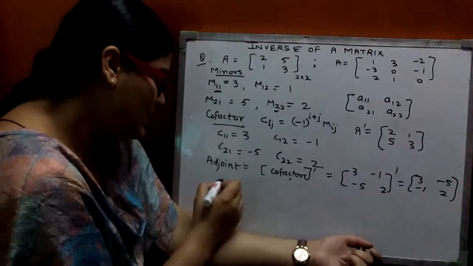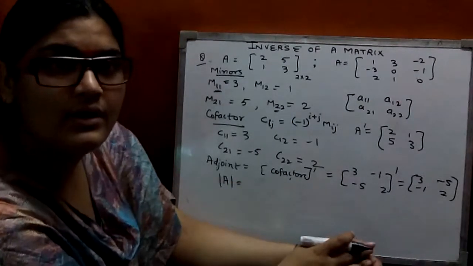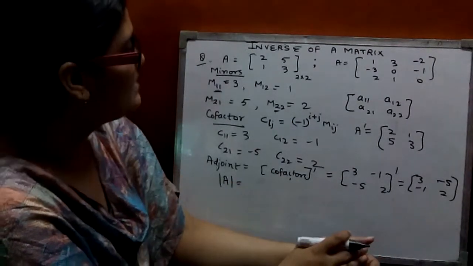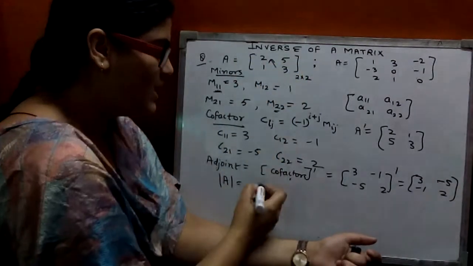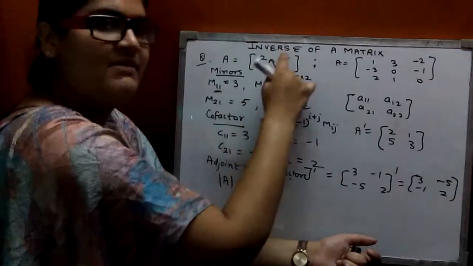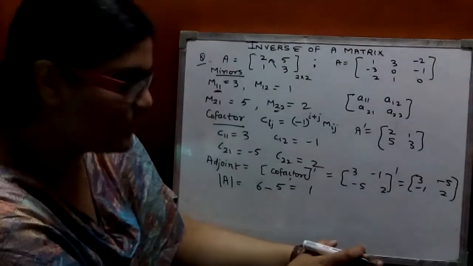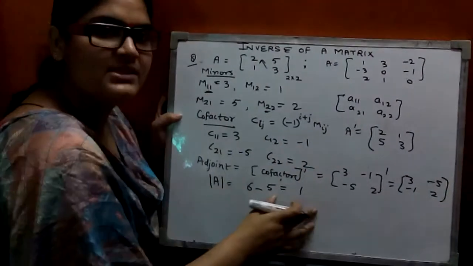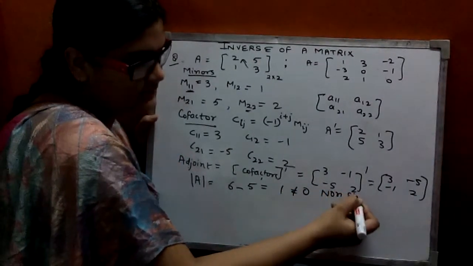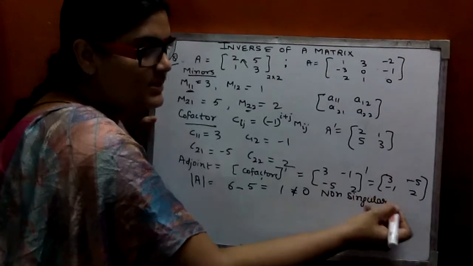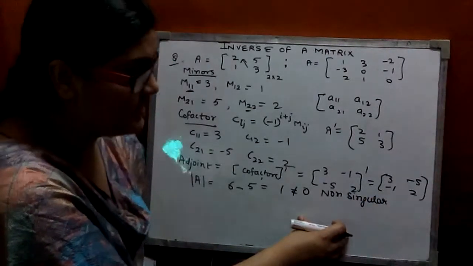So this is the adjoint. Now you have to find the determinant. Determinant means multiply this: 3 times 2 is 6, minus 5 times 1 is 5. So the determinant becomes 1. Okay. As the determinant is not 0, it is a non-singular matrix. If the determinant is 0, then we cannot find the inverse.